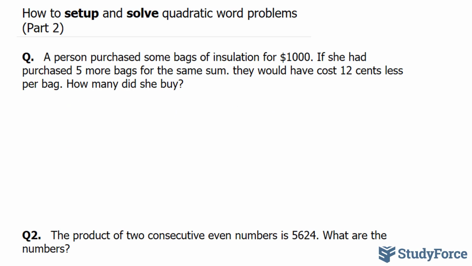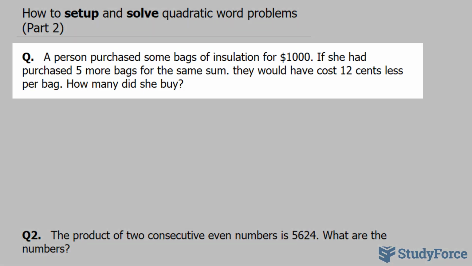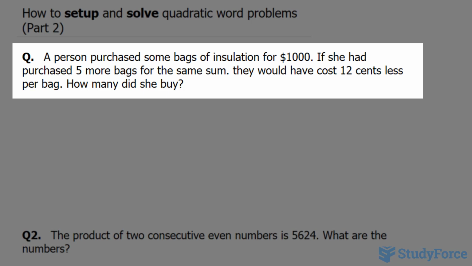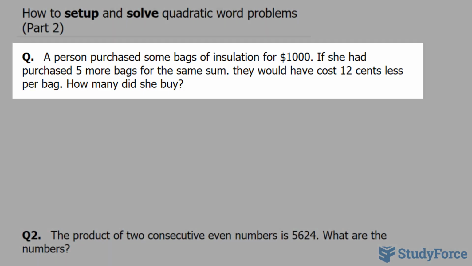In this lesson, I'll show you how to set up and solve quadratic word problems. This is part 2. The first of the two questions reads, a person purchased some bags of insulation for $1,000. If she had purchased 5 more bags for the same sum, they would have cost 12 cents less per bag. How many did she buy?